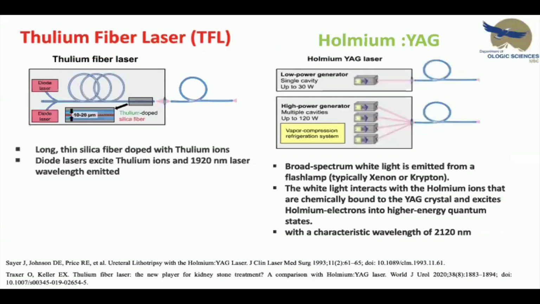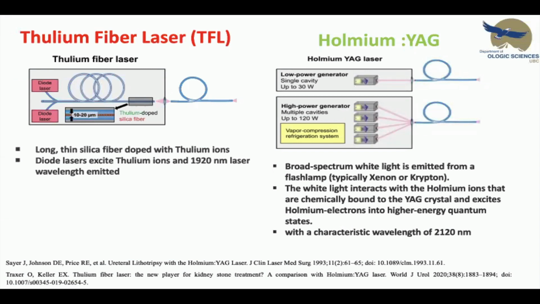So just a quick overview of the physics behind the thulium fiber laser. It's a long, thin silica fiber doped with thulium ion. It's a diode laser, exciting thulium ions and generating a wavelength of 1920, while the holmium YAG laser uses white light emitted from a flash lamp.